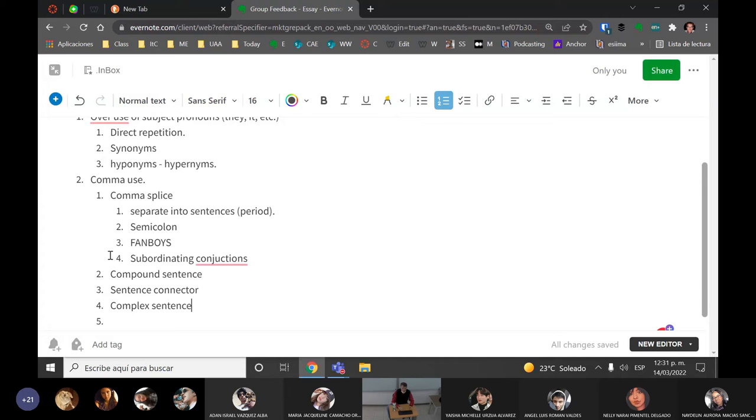So for example, if I say this: Because I stayed up all night to study, I fell asleep in class. Complex sentence, we have a subordinating clause that comes first. So when the subordinating clause or the dependent clause comes first, we need the comma.